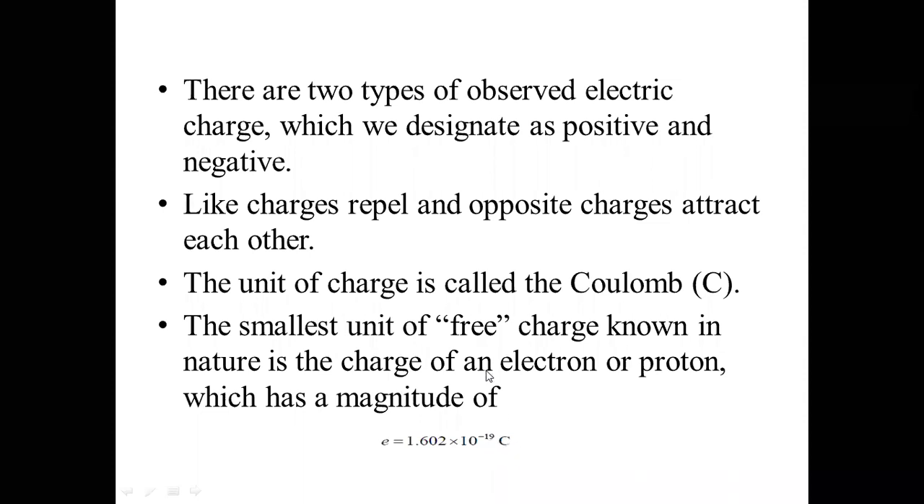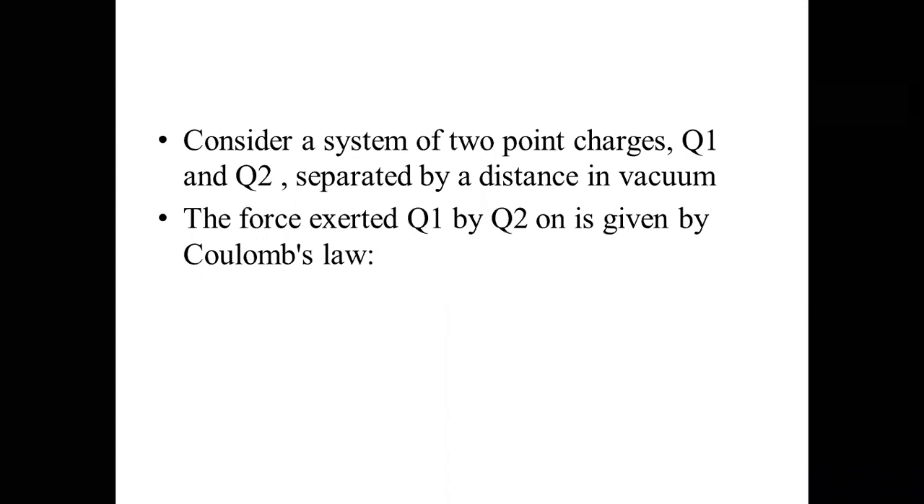So if it is on a positive charged particle, then it is called a proton. If it is on a negative charged particle, it is called an electron. And it has a fixed magnitude, 1.602 × 10^-19 coulomb. Now this one is related only to charge.